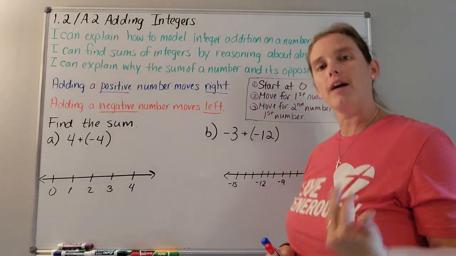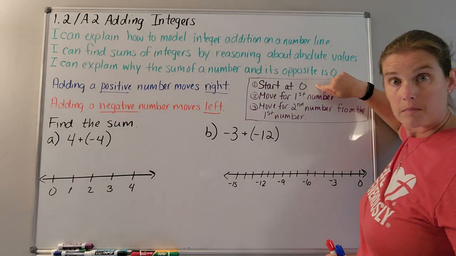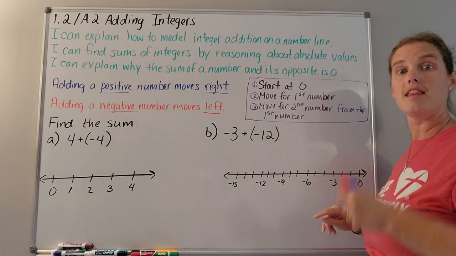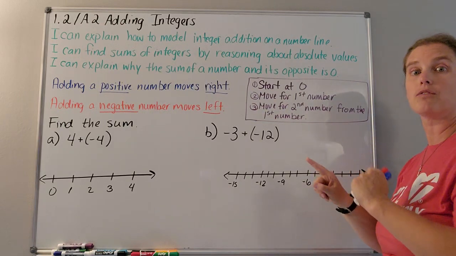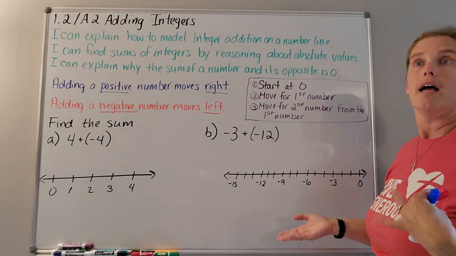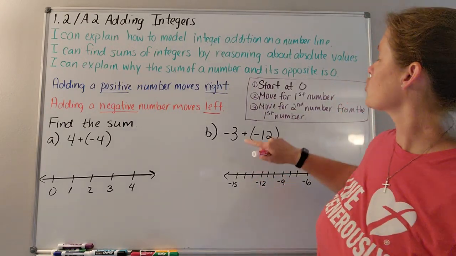Now we're going to be asked to find the sum, and as we do that, we need to remember that we always want to start at 0. Then we're going to move for the first number in the problem. Then, wherever we ended, we're going to move for the second number, doing whatever it is according to its sign. And then that will get us to our answer. Okay? So let's try this out.